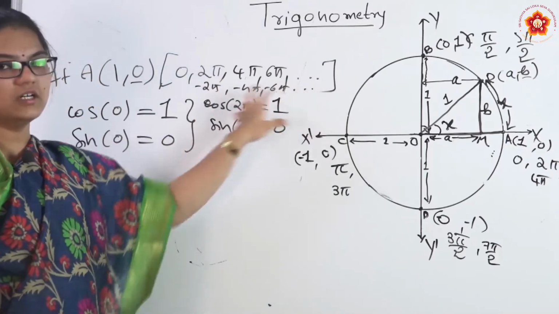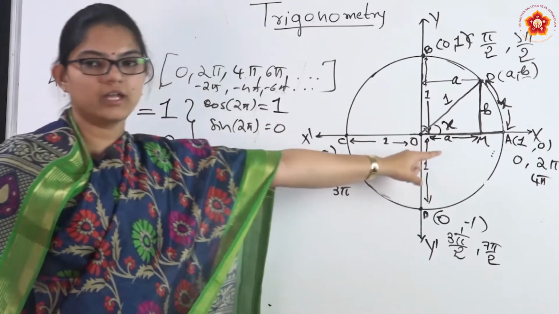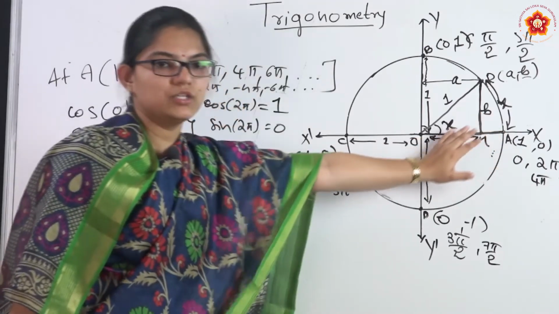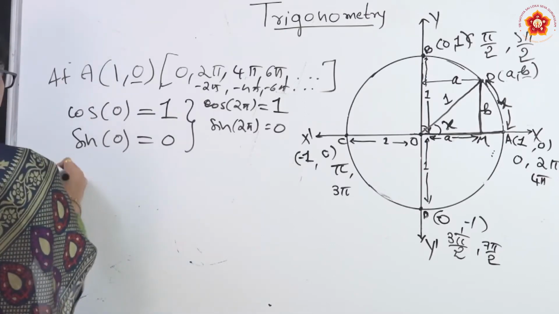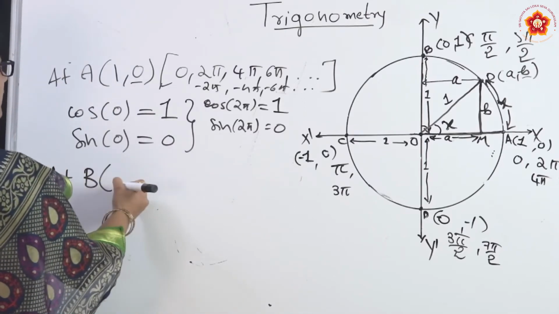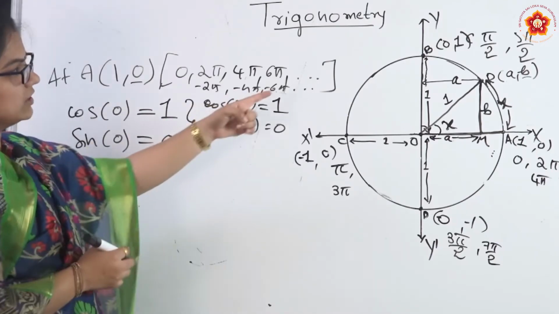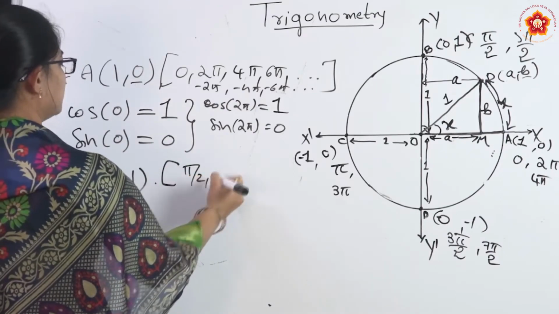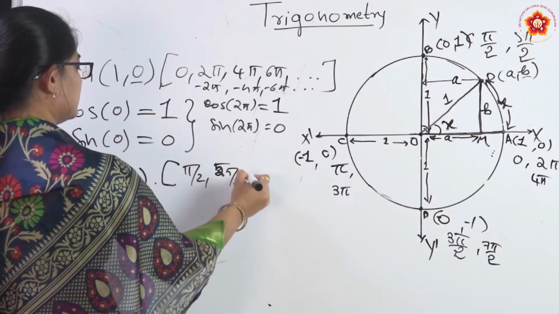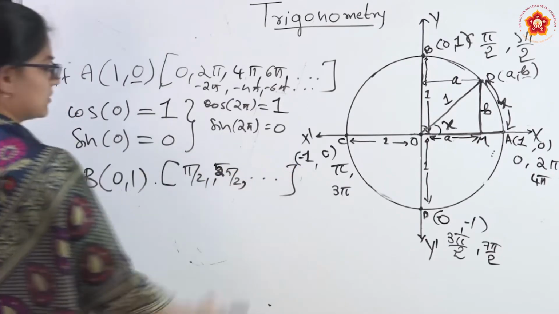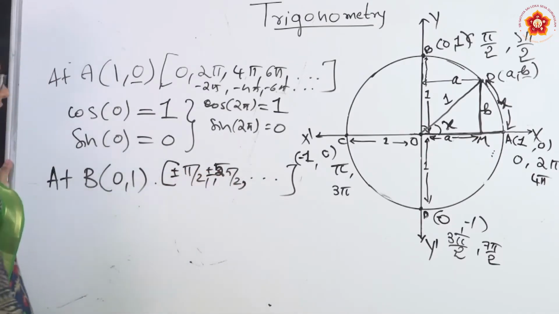Similarly you can find the values for all these types of angles. Whichever angle lies here, we can use the point A. Now we can consider point B. At B, what is the coordinate? B is (0, 1). At (0, 1), what is the angle? You can consider the angles pi by 2, 5 pi by 2, and likewise. You can consider even the negative angles also, at B.